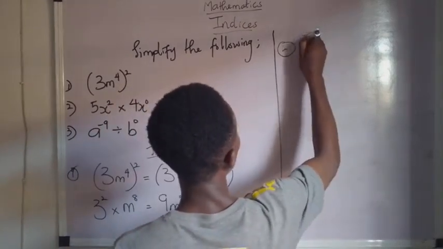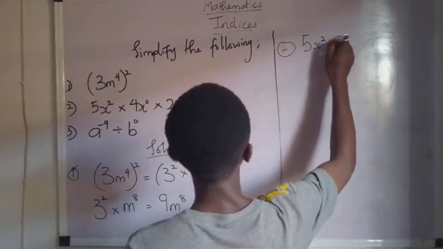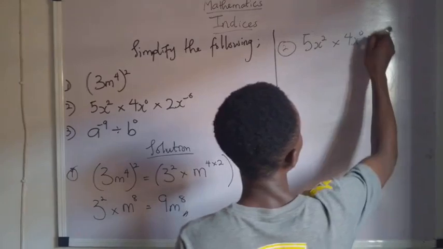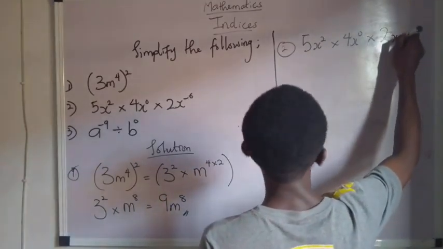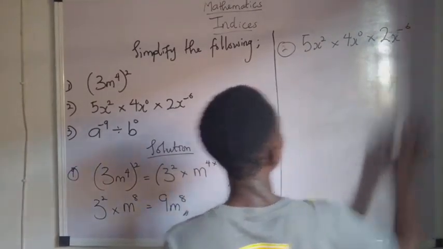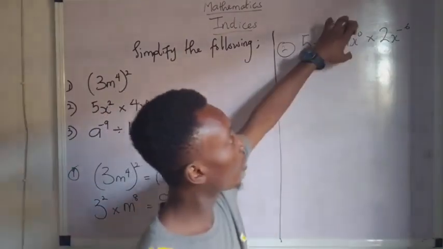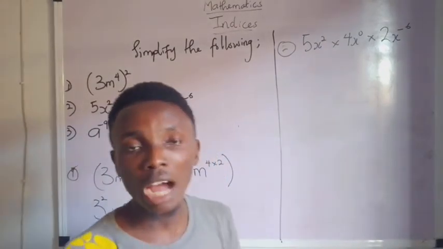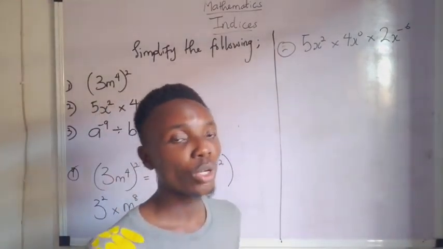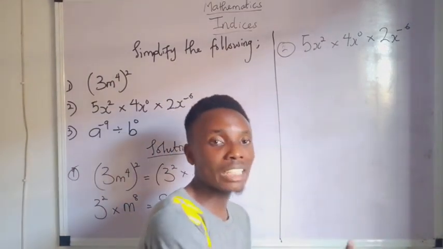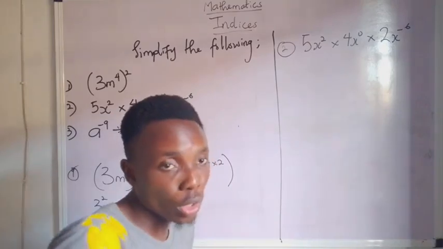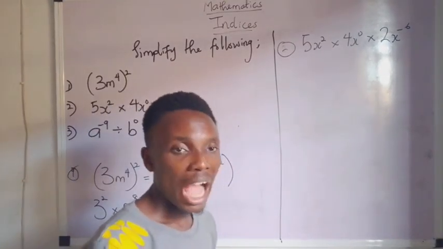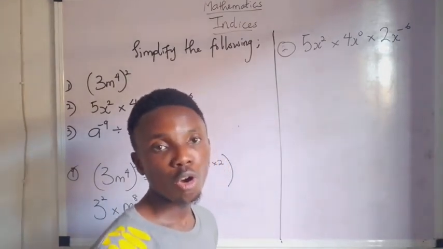Okay, let's go to the second question. We have 5x squared times 4x raised to power 0 times 2x raised to power minus 6. Now, first off, when you see anything raised to power 0 here, it's equal to what? 1, according to our laws of indices. Remember I told you, write out the laws on a piece of paper, not the one in your notes, and put it beside you as you solve your questions.